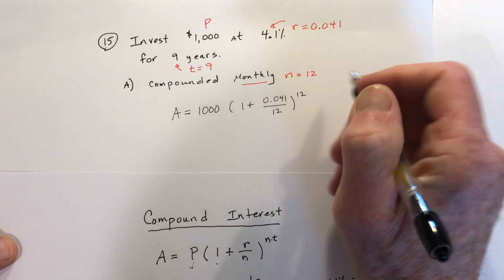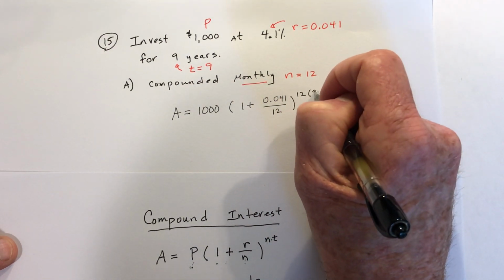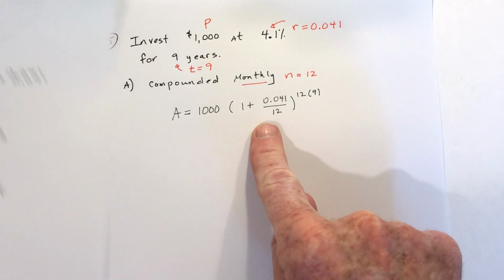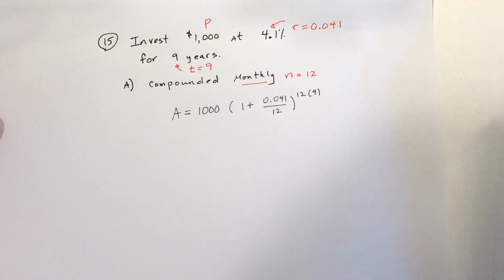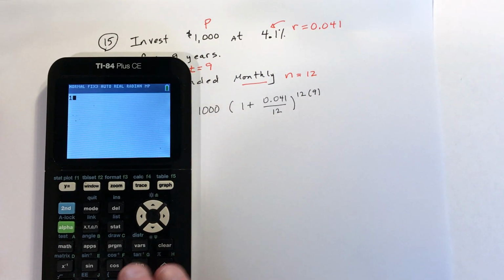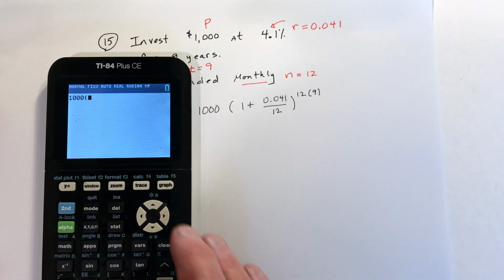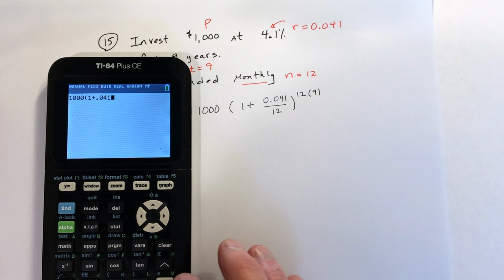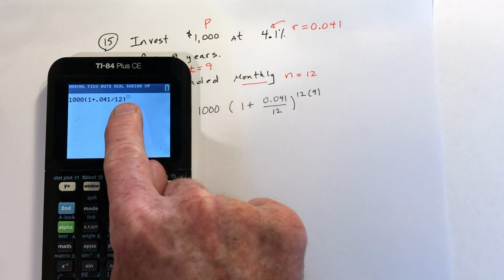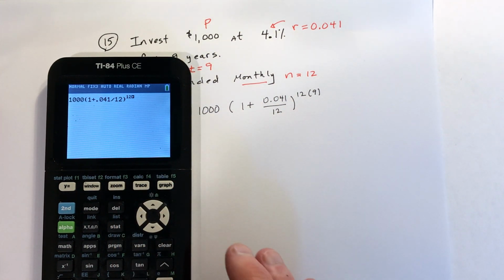And then the last thing is the time, 9 years. And this would be a good time to use a calculator. So how much is, if it's $1,000 and then 1 plus the 0.041 gets divided by 12, and then put parentheses and raise it, and make sure that both of these numbers are in the exponent, 12 times 9.